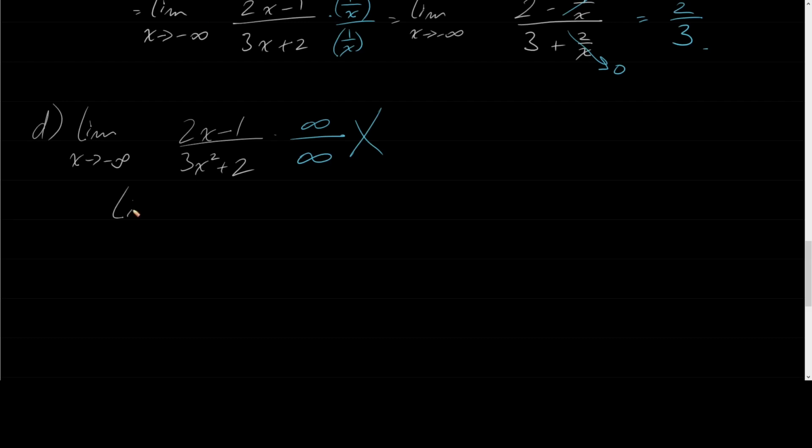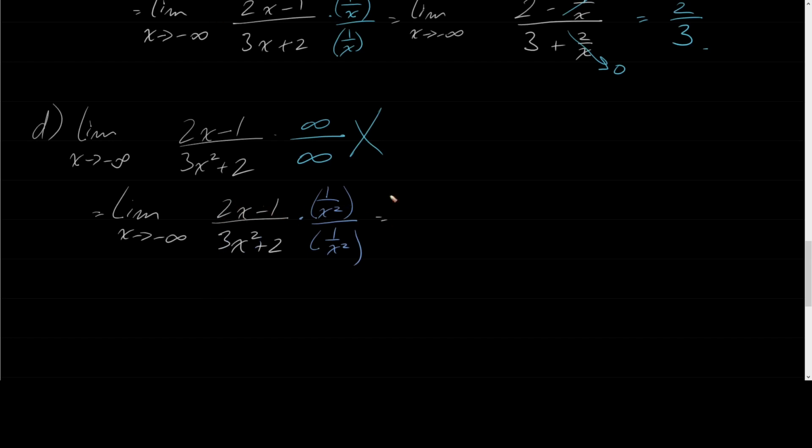So we need to manipulate this. And the way we're going to manipulate this is, well, again, we're going to multiply by 1. We've got 2x minus 1 over 3x squared plus 2. And the one that we're going to multiply by is 1 over x squared over 1 over x squared. The reason I'm using 1 over x squared is because that is the highest power of the denominator. And at that point, well, what does that give us?